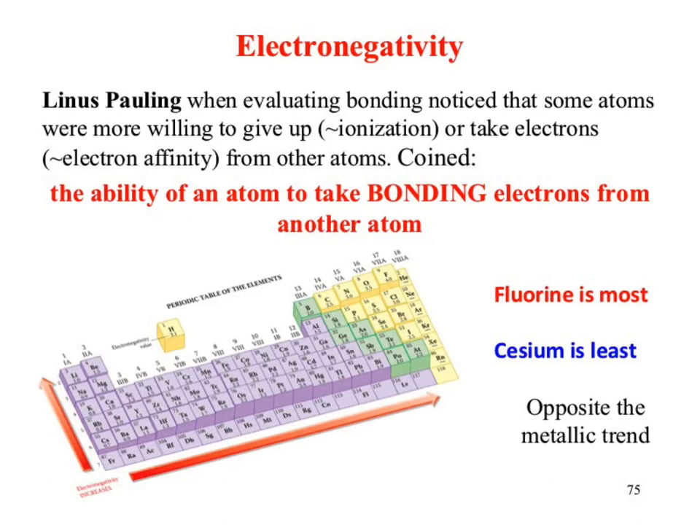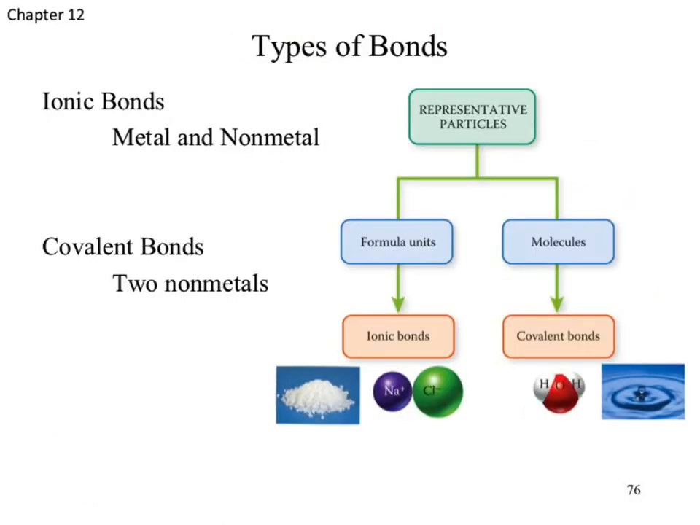Electronegativity comes in again because it is referencing bonding. And Chapter 12 is all about bonding. So we've got different types of bonds, which I believe was in the slide, so we just want to kind of float through this. We've got ionic bonds and covalent bonds. There's more, but that's all you're responsible for now.